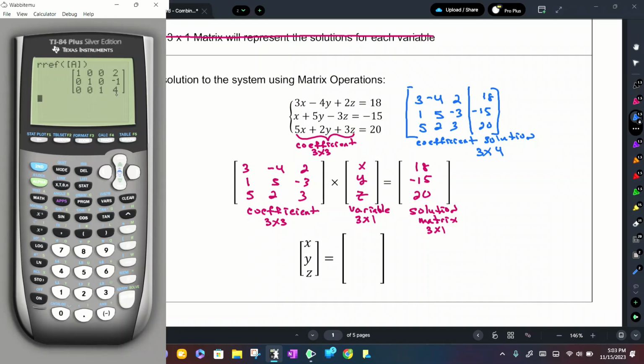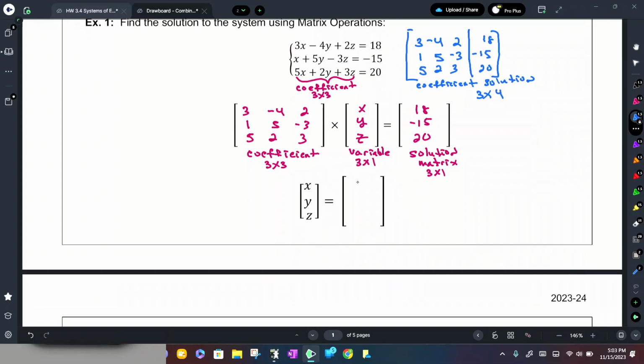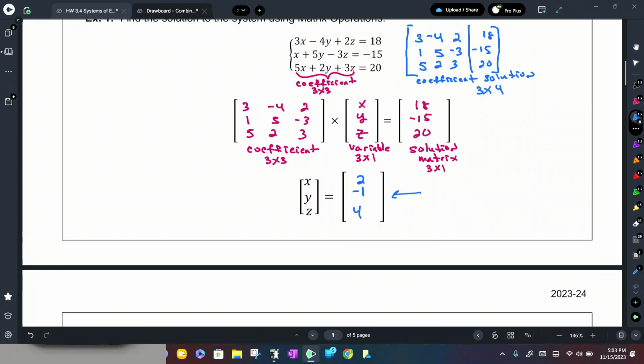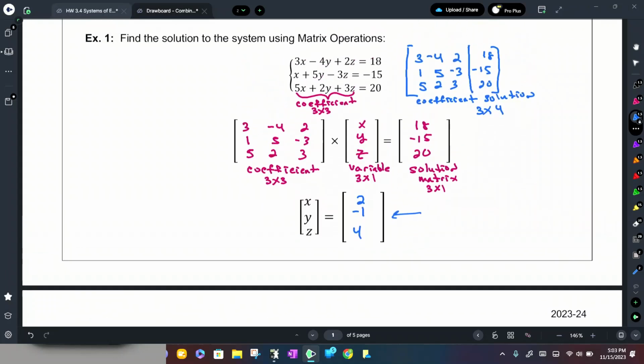The way that we have set this up, this tells me that x is 2, y is -1, and z is 4. So we're going to write that right here. So this is 2, -1, and 4. This, with my variable matrix, is the solution to this system of equations. 2, -1, and 4 is the solution to our system of equations.